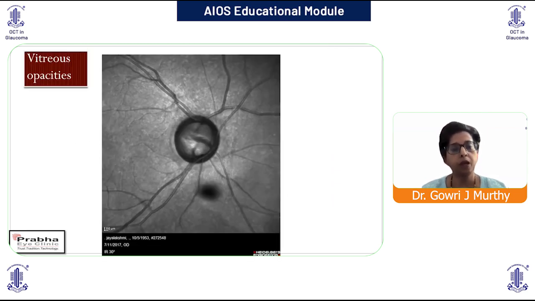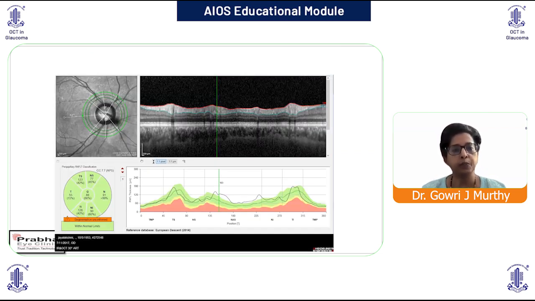As I said earlier, vitreous opacities can interfere, and you can see in this picture that this vitreous opacity can be overcome by changing the circle to a larger circle, where you take the circle away from the area of the vitreous opacity, and this can give you a meaningful scan which can be interpreted.